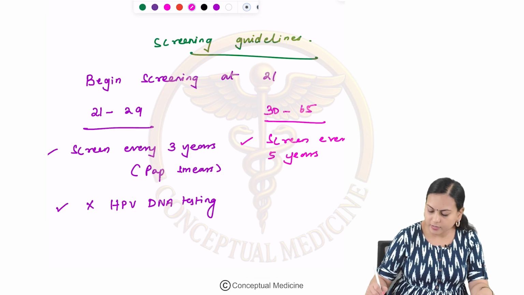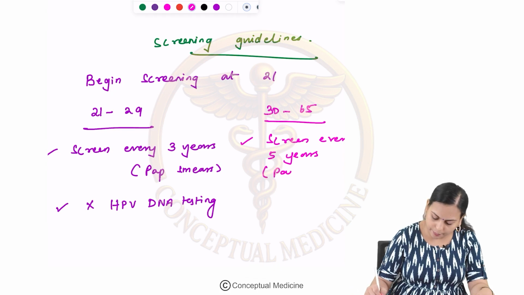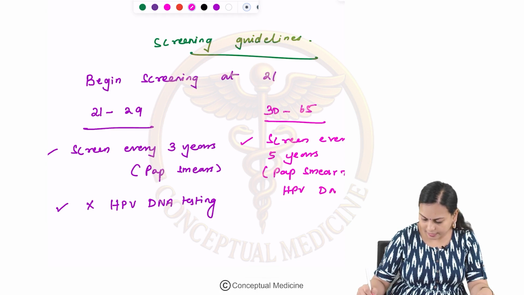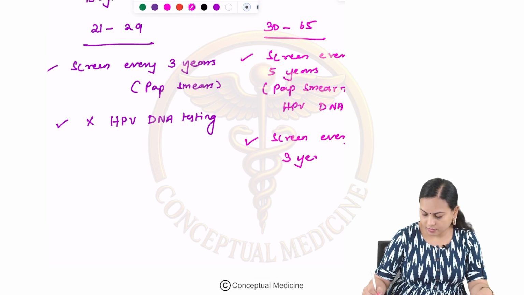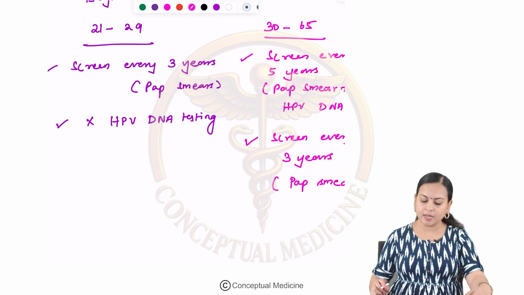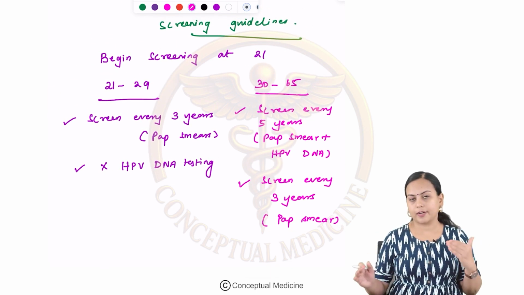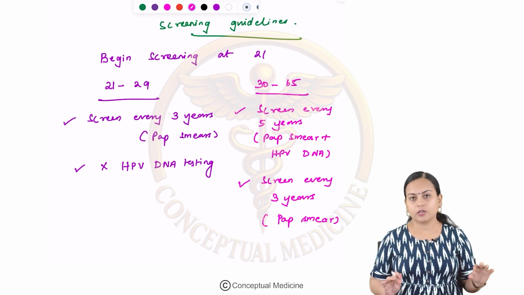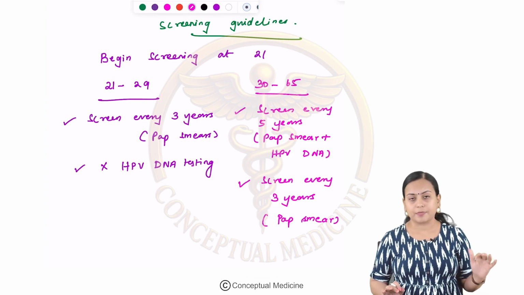with co-testing. What is co-testing? We will use pap smear plus HPV DNA. Or you can screen them every 3 years with pap smear alone, because HPV DNA is a somewhat costly investigation. So you can offer it once in 5 years, or if she cannot afford HPV DNA at all, then you can provide it once in 3 years with pap smear alone.